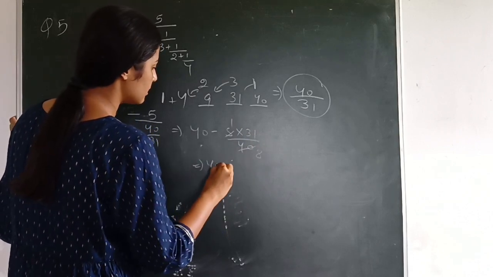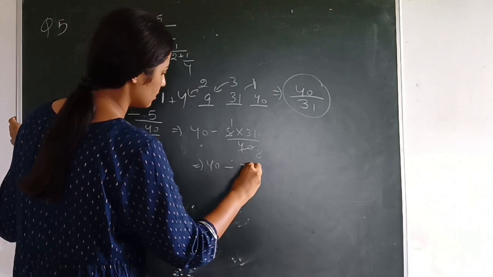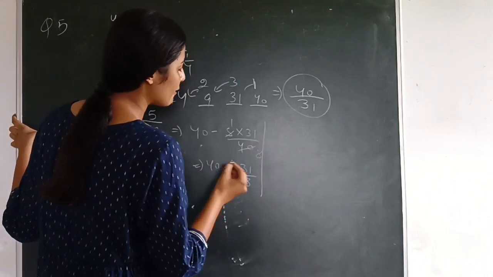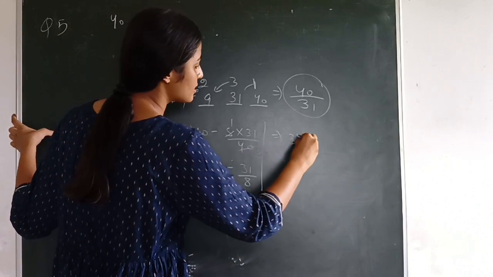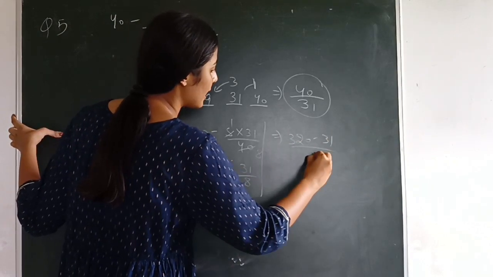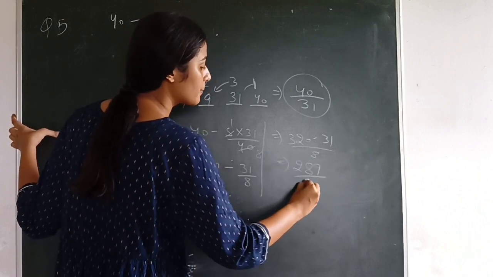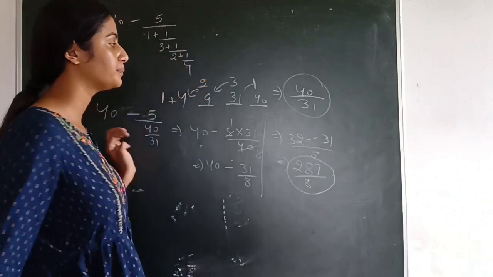By this we got this answer. Now we will multiply 40 into 8, that is 320 minus 31 by 8. And here we got our answer, that is 289 by 8.